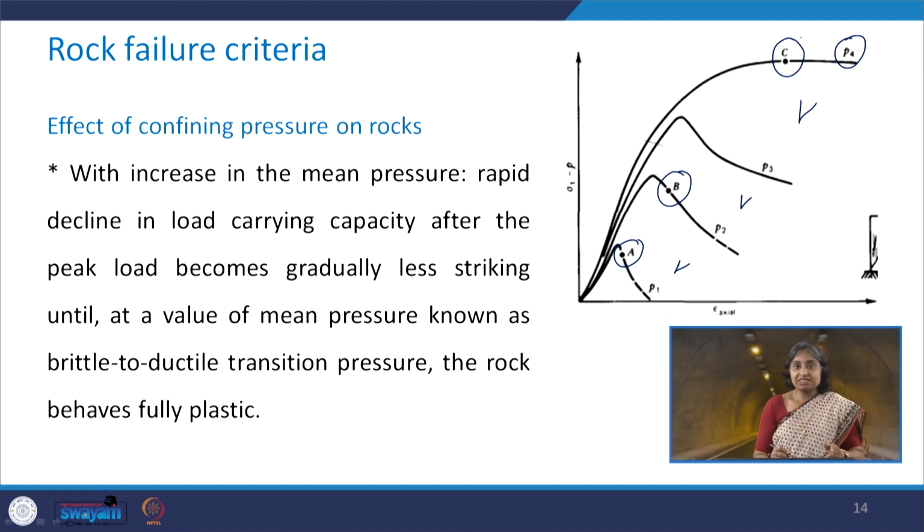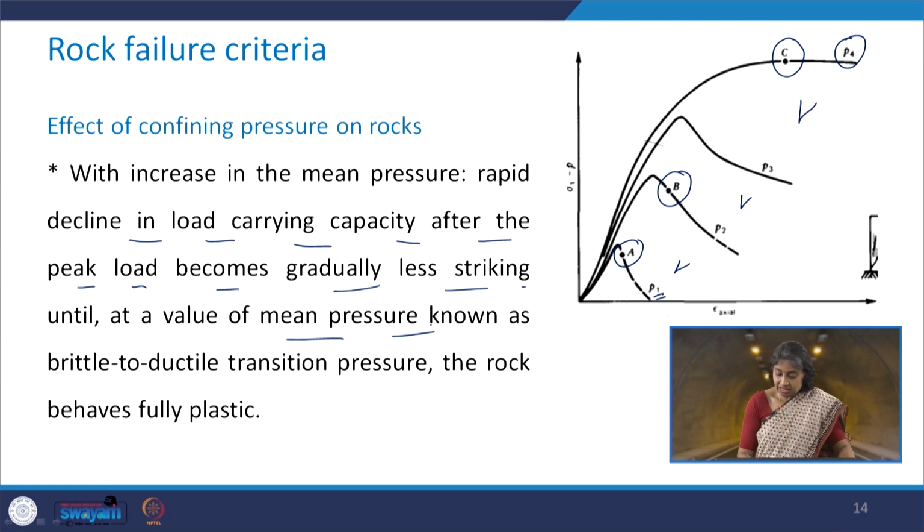What happens is that when we increase this mean pressure, the rapid decline in load carrying capacity after the peak load becomes gradually less striking, until you reach a mean pressure which is known as the brittle to ductile transition pressure. What I mean by this is, when you have a low value of mean stress or confining pressure, after the peak load there is a sudden drop here.